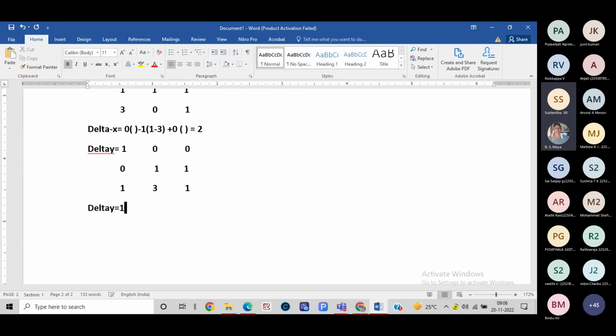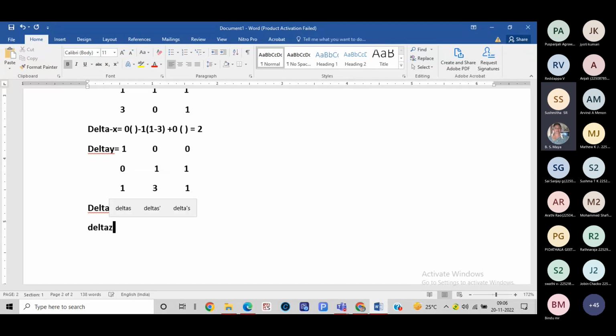Y is equal to 1 into 1, 1 minus 1 3, minus 3. Then all plus terms are 0. Don't worry about that. Minus 2. What is the answer? You'll get minus 2, right? Okay.